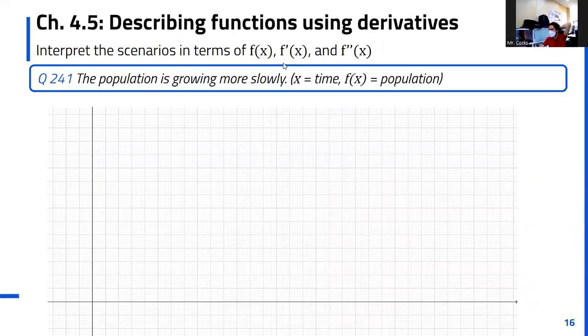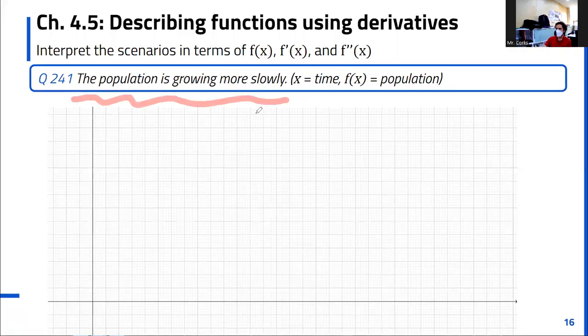Okay, with that reviewed, now we are ready to start the actual questions here. So this is asking us to take some sort of real world scenario with these representations for our variables and say, well, what is f of x doing? What is f prime of x doing? And what is f double prime of x doing here?